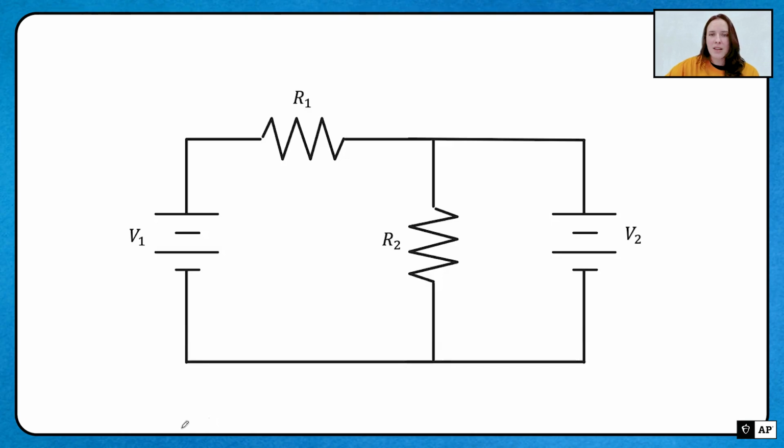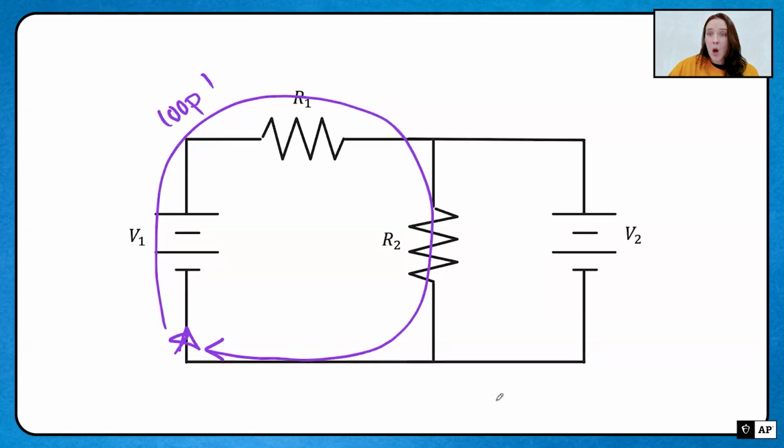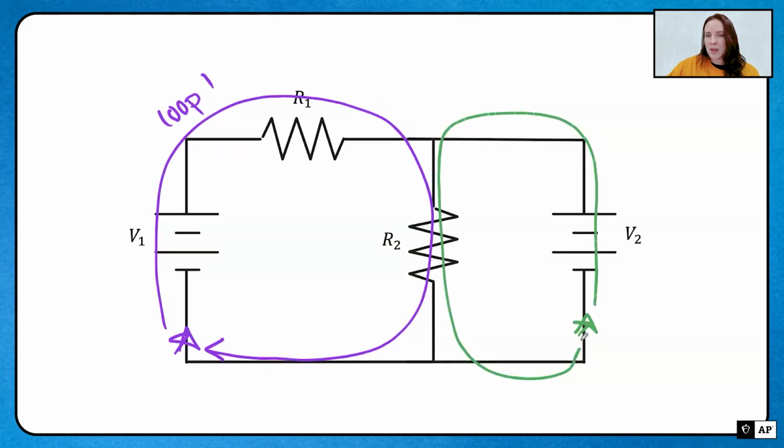Okay, so let's look at this example. If we look at this, we actually have 3 loops that we can follow. We can start here and go this way. I'm going to call that loop number 1. We can start here and go back to where we started. I'm going to call that loop number 2.